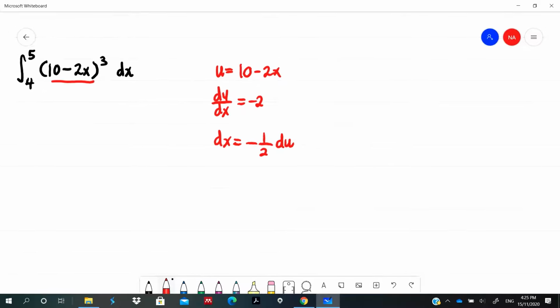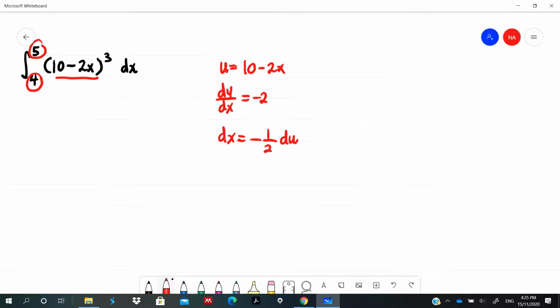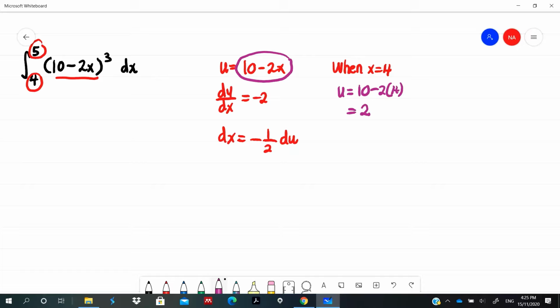Alright. Because now this is the value of x, and this is the value of x, we have to find the value of u when x is equal to 4 and 5. So when x is equal to 4, we have to find u. So u is equal to, you substitute 4 inside this function: 10 minus 2 multiplied by 4, which is 10 minus 8. So 10 minus 8 is actually 2. Then we have to find when x is equal to 5, so we can find the value of u. We can substitute again in this function: 10 minus 2 multiplied by 5. So 10 minus 10 is actually 0.